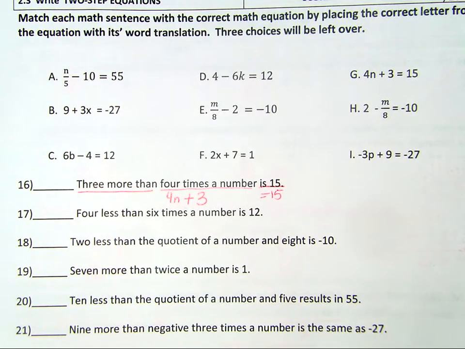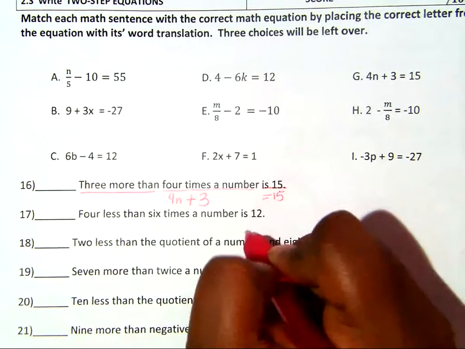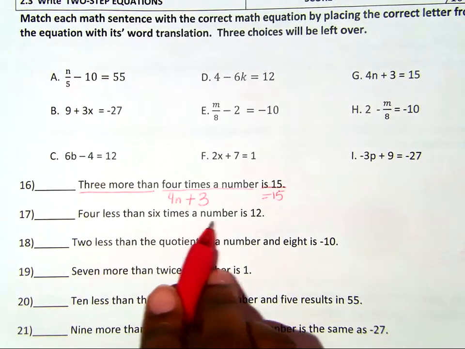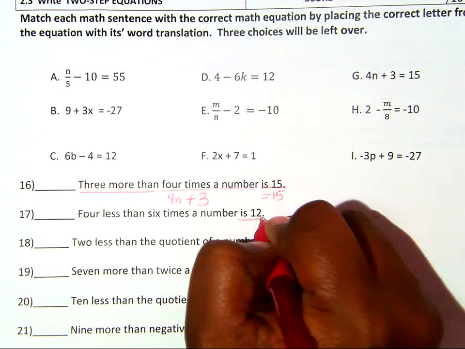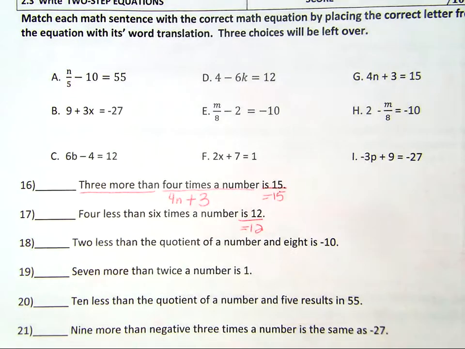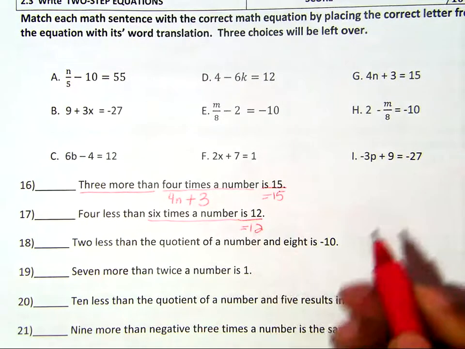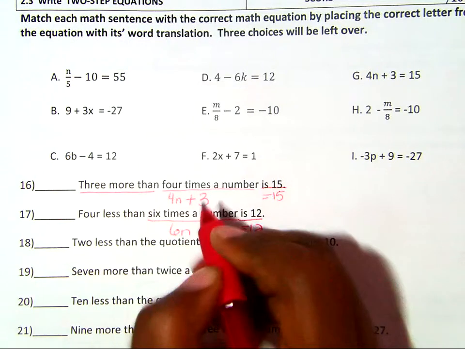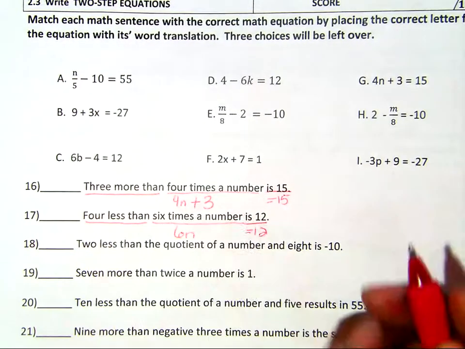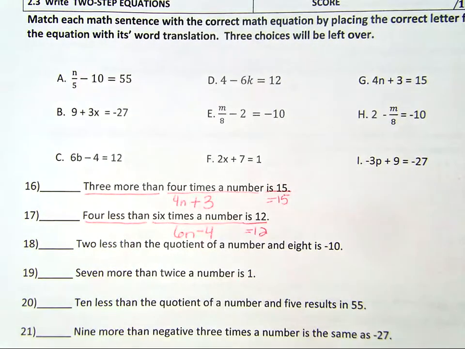Let's look at the next one. 4 less than 6 times the number is 12. I'm going to start here. Is 12 means equals 12. I got 6 times the number, so 6 in, and then I got 4 less. Take 4 away. All right, let's go to the next one.